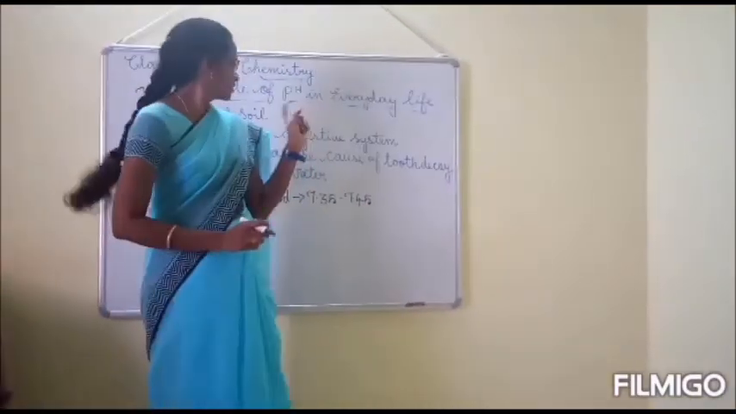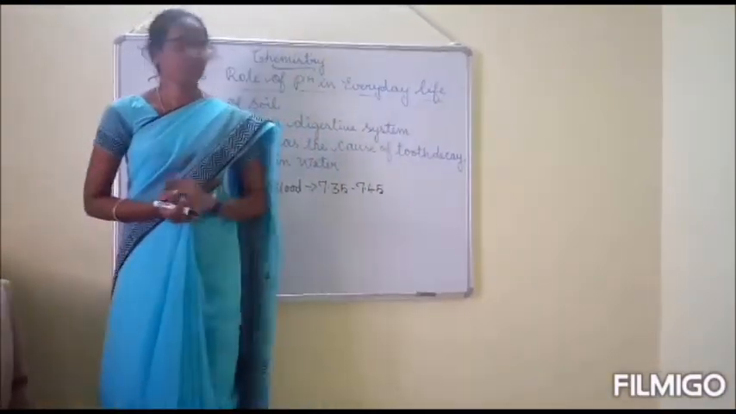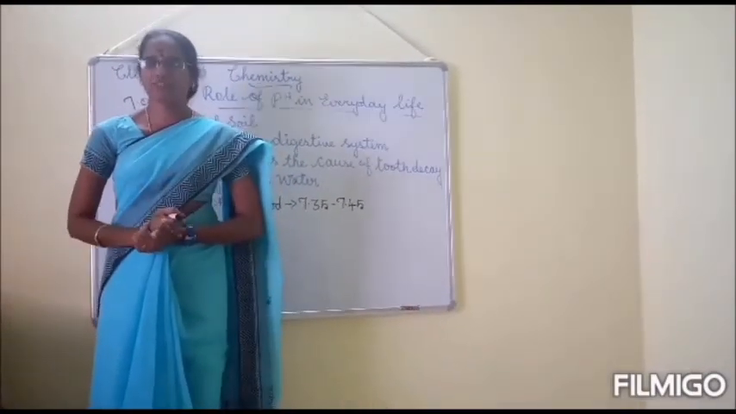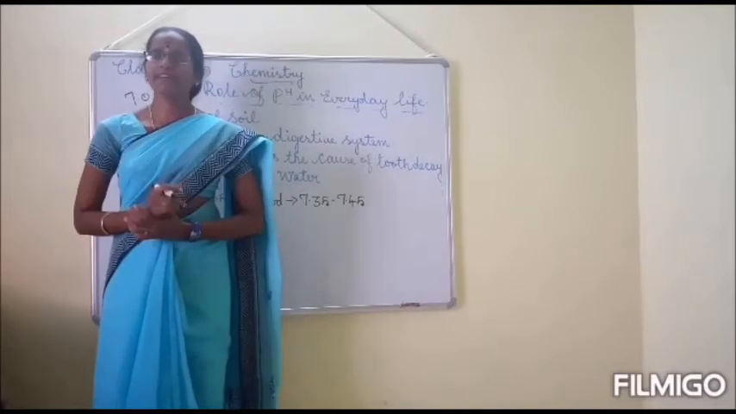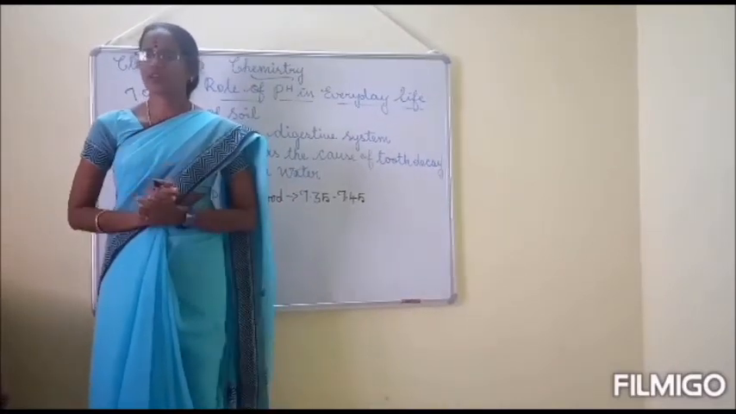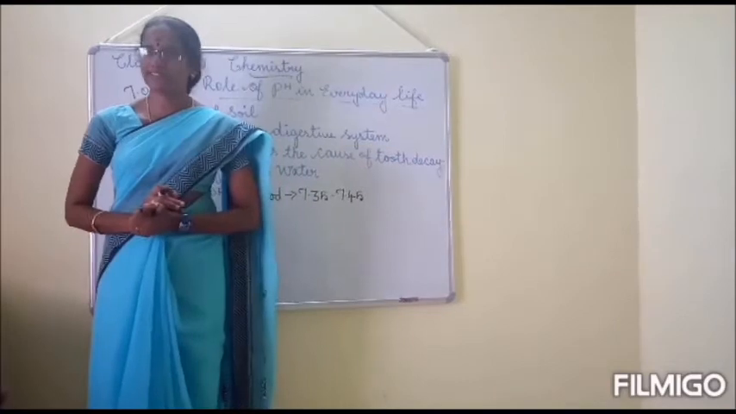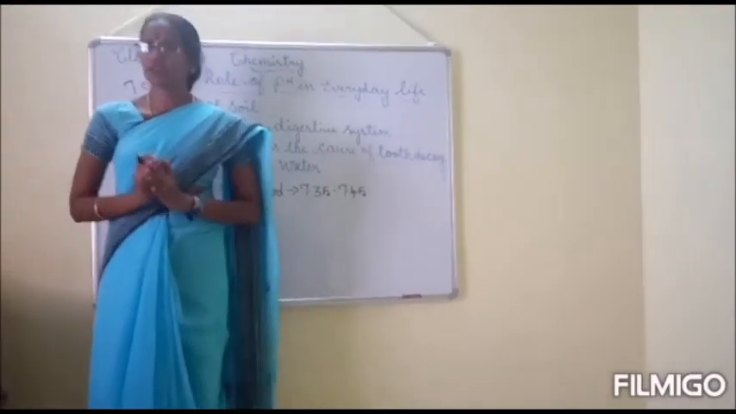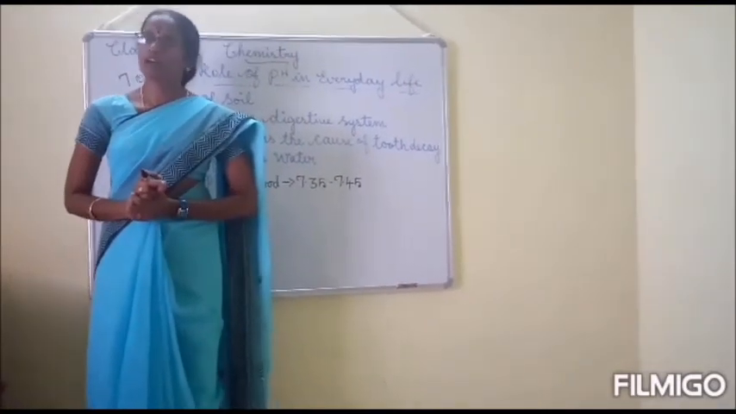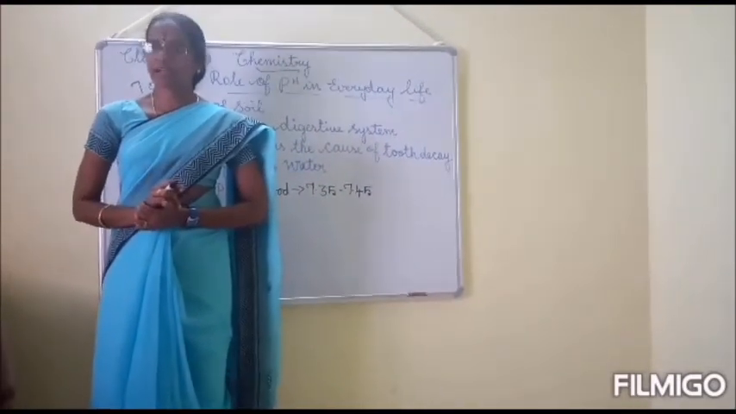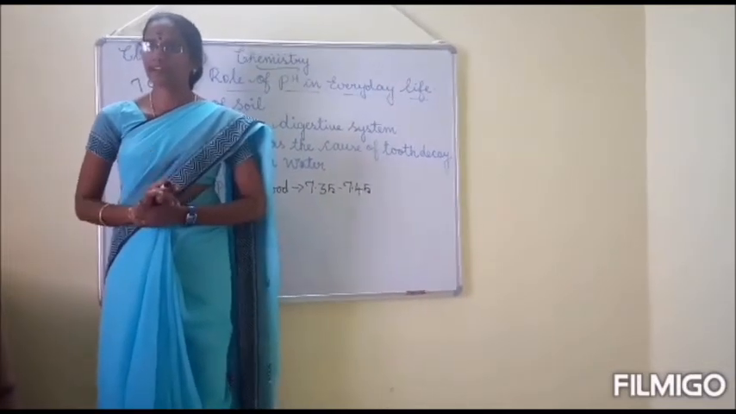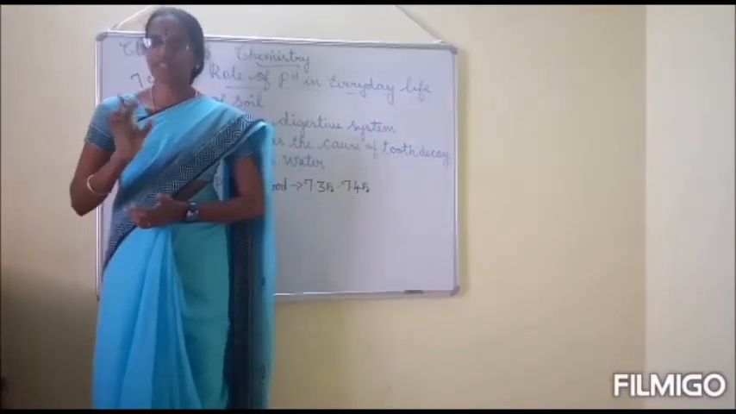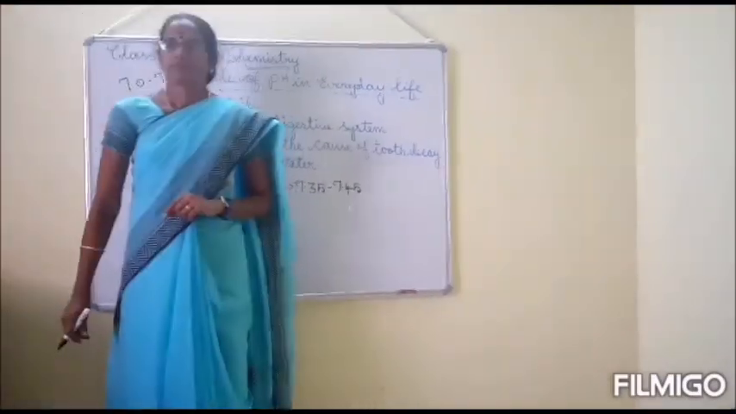Okay. Second one, pH of soil. The pH of the soil is very important in agriculture. For example, citrus fruits require slightly alkaline soil. At the same time, sugarcane requires neutral soil. And rice requires acidic soil. Okay. So pH of the soil is very essential in agriculture.